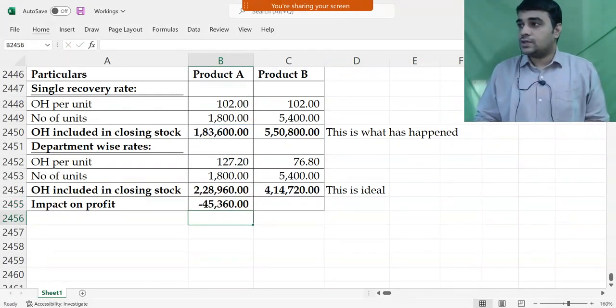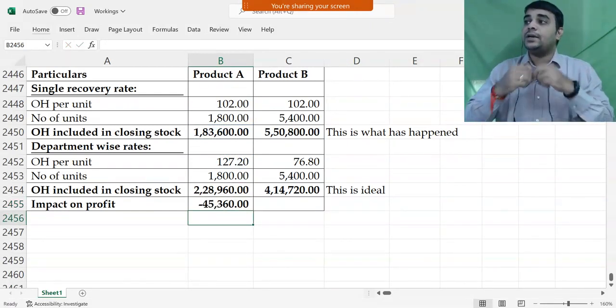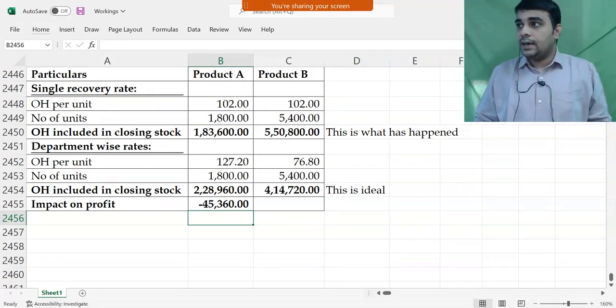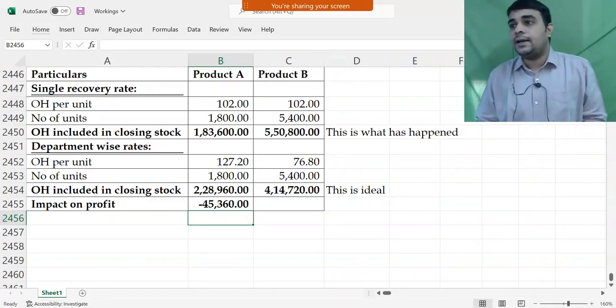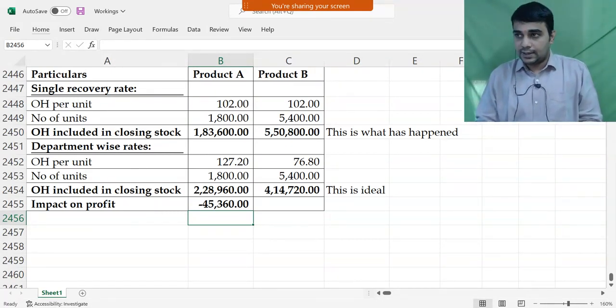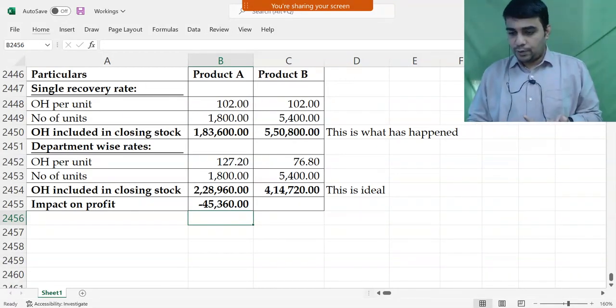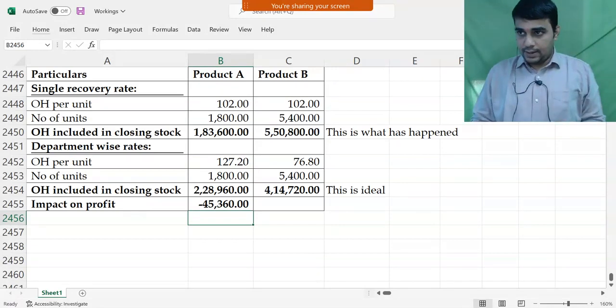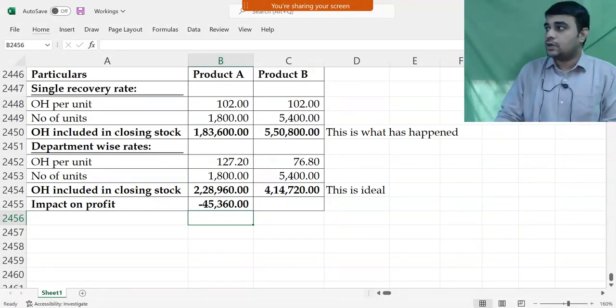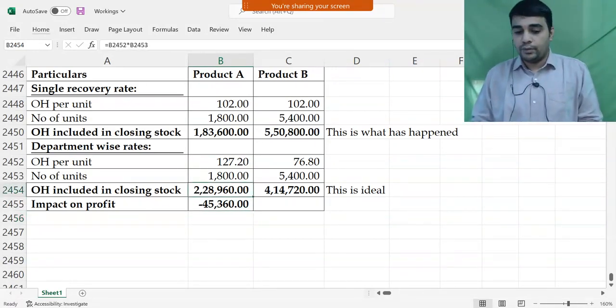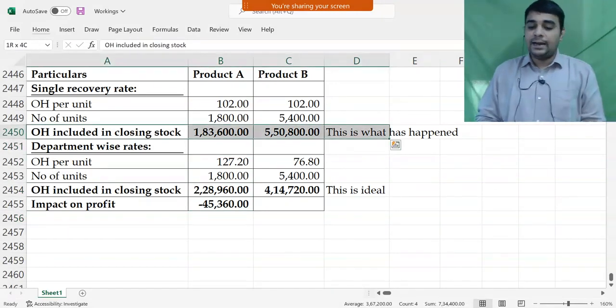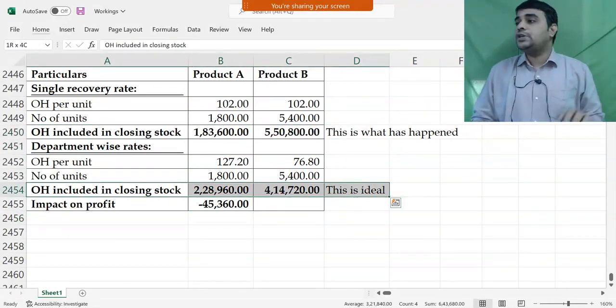Why is there a loss? Because you have valued closing stock lesser. Closing stock is a credit item in your trading account. So if you undervalue closing stock, profit will go down. This is what the company has ended up doing. This is what the company should have done.